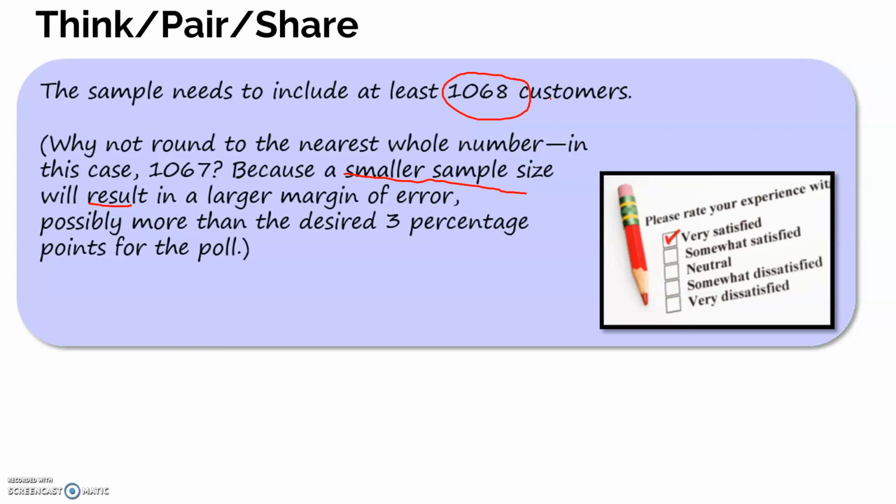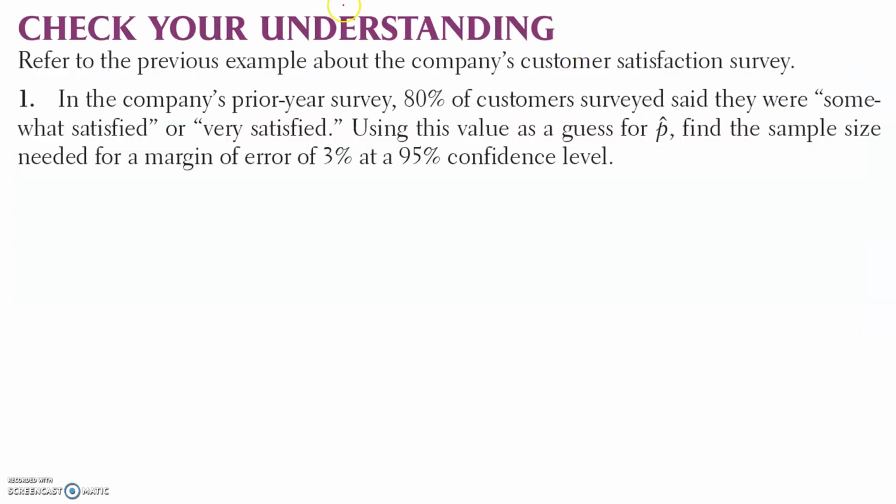All right, one last problem here. I wanted to give you a problem where you don't use p-hat 0.5 because you do have a prior study. So this very last problem, you're going to use 80%, or in other words, a p-hat of 0.8. Okay, so please pause the video. Everything else is the same. 3% margin of error, 95% confidence. Please try that out and check back for the solution.